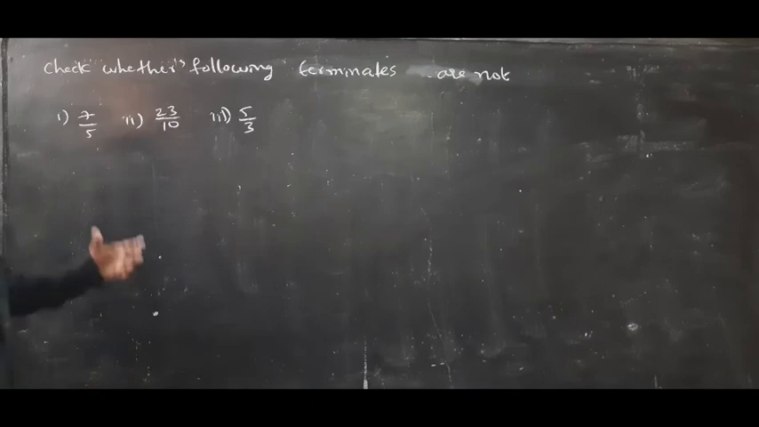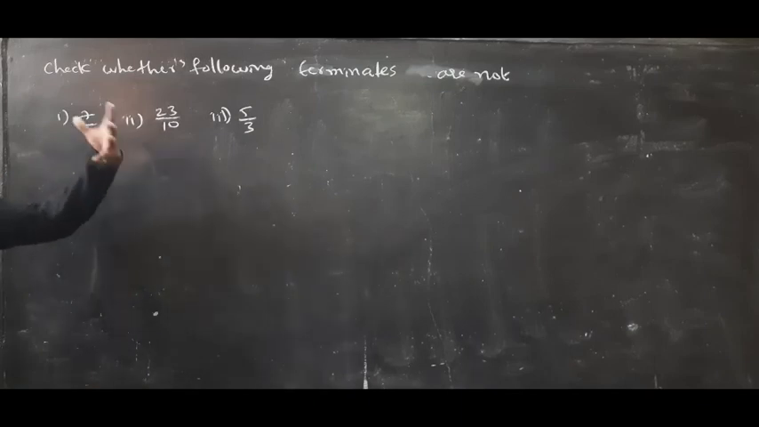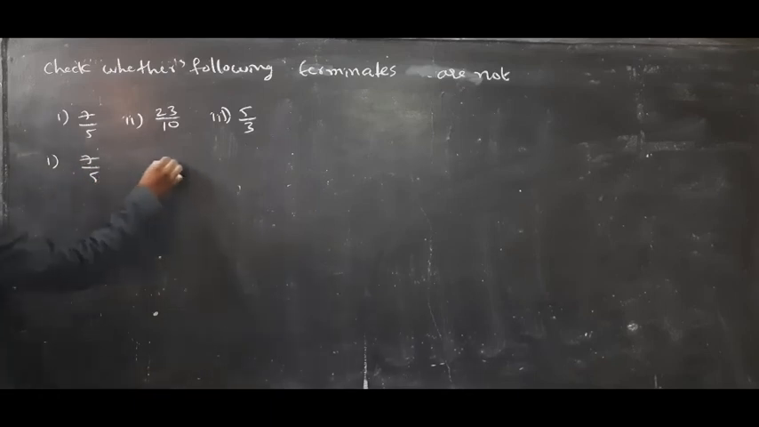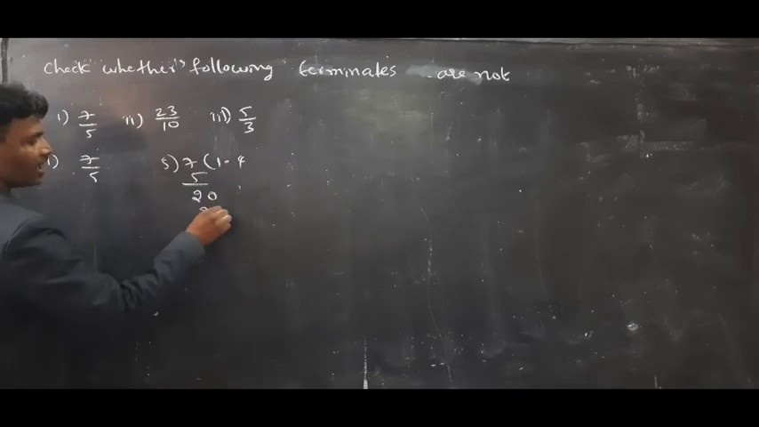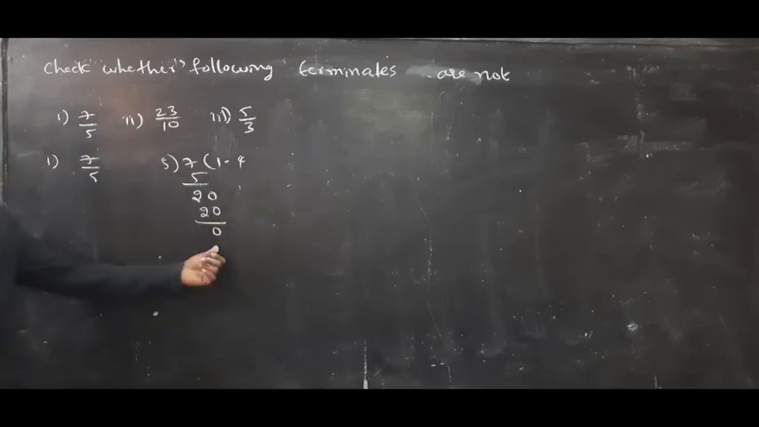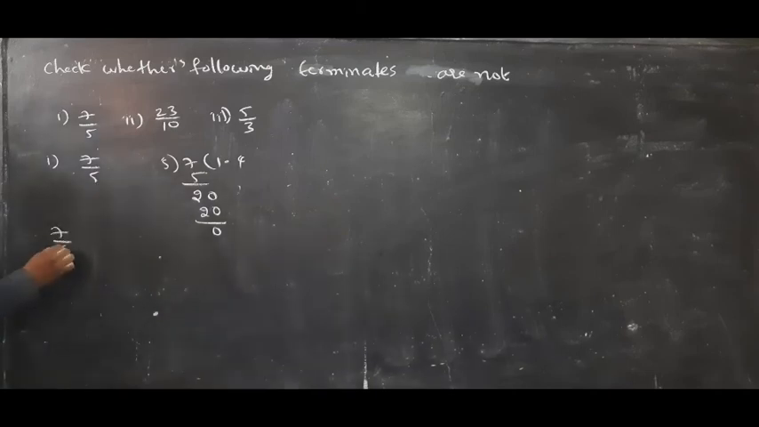Here, check whether the following terminates or not. What is the first question? 7 by 5. 5 ones are 5. Remainder 2. See here, the remainder is less than the divisor. Now take decimal and keep 0 here. 5 4s are 20. So what is the final remainder? 0. So it is a terminating decimal. 7 by 5 we can write as 1.4. It is a terminating decimal.